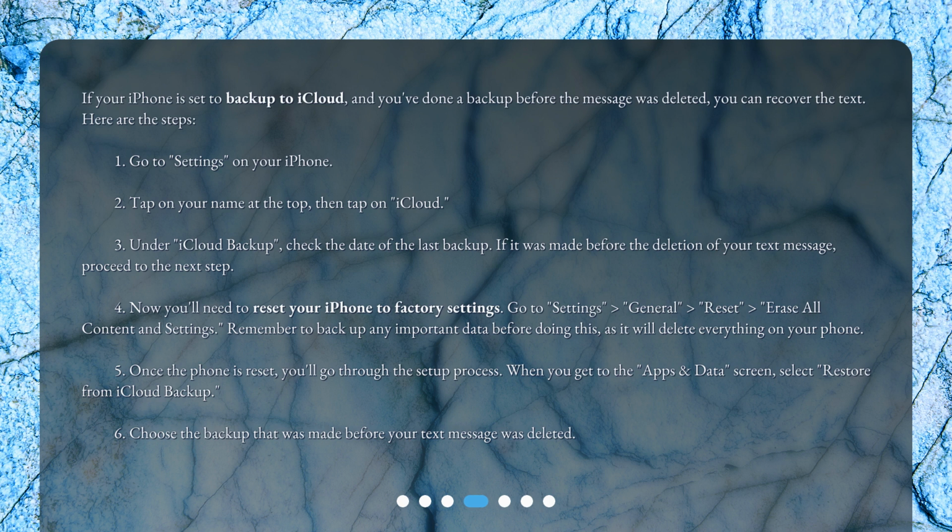4. Now you'll need to reset your iPhone to factory settings. Go to Settings, General, Reset, Erase all content and settings. Remember to back up any important data before doing this, as it will delete everything on your phone. 5. Once the phone is reset, you'll go through the setup process. When you get to the Apps and Data screen, select Restore from iCloud Backup. 6. Choose the backup that was made before your text message was deleted.